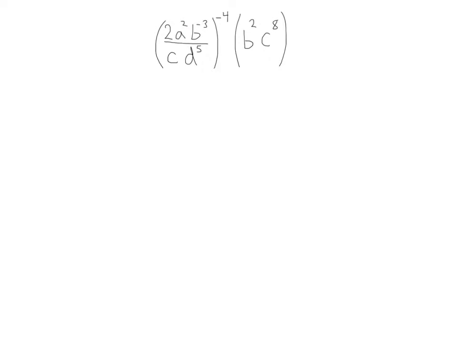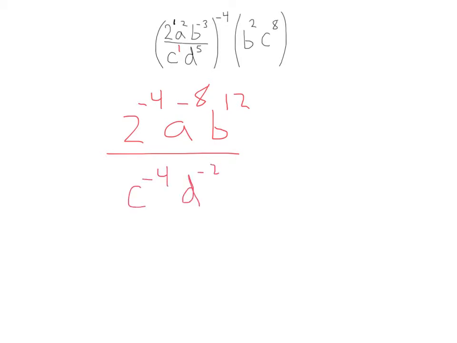Now this 2 is really 2 to the 1. So here we're going to get 2 to the 1 times negative 4 is 2 to the negative 4. A to the 2 times negative 4 is a to the negative 8. B to the negative 3 times negative 4 is b to the 12. All over C. Remember, that's like a 1. C to the 1 times negative 4 is c to the negative 4. D to the 5 times negative 4 is d to the negative 20. Times, we still have all of this over here.